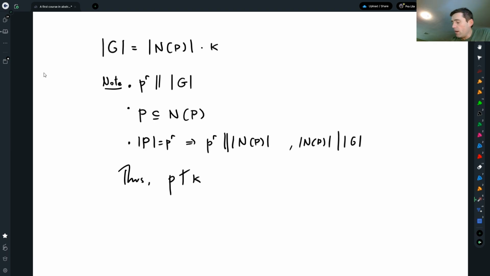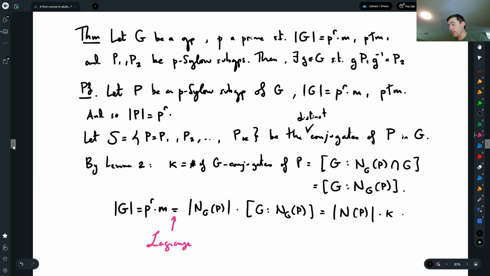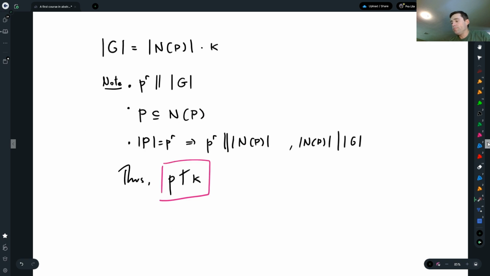So we have this, and it will be important later: the number of conjugates of P in G is not divisible by P. We will come back to that in a moment. Now let's look for another conjugate that is perhaps not in here and prove that it has to be in there. Any conjugate of P has to be one of these. So let's pick another one.